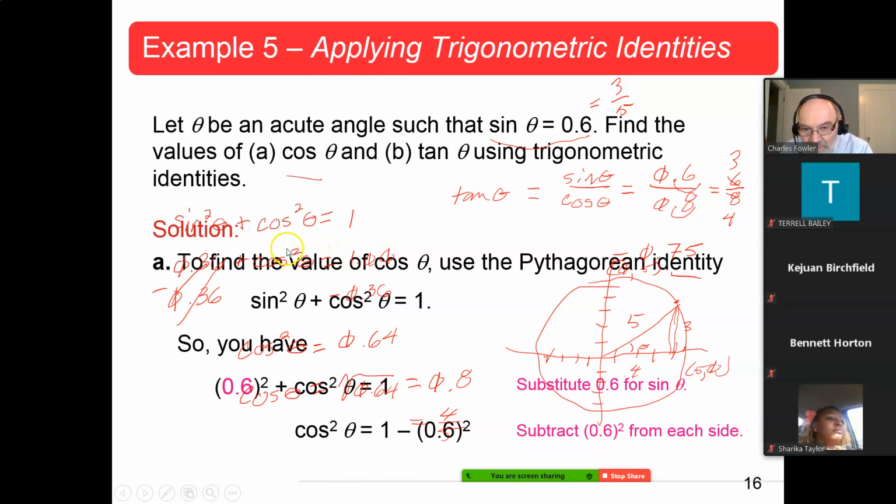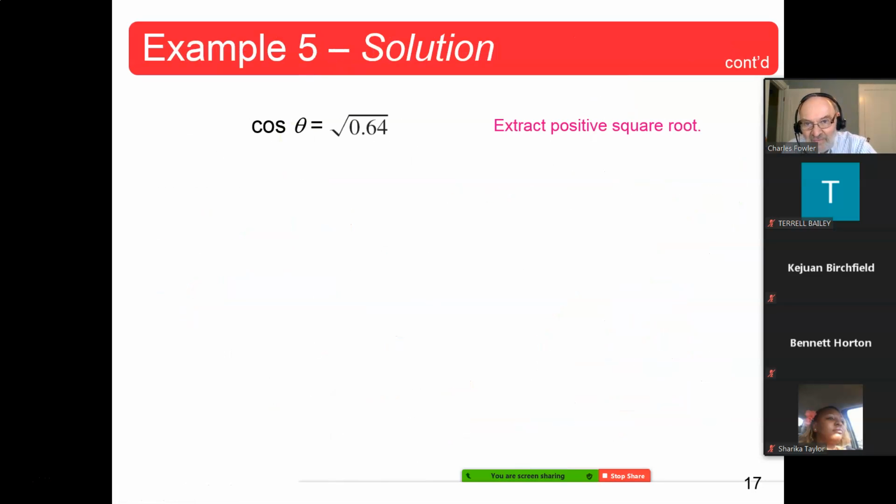And so cosine squared is 1 minus 0.6 squared. Why they don't go and square that, I'm not sure, but that would be 0.36. 1 minus 0.36 is 0.64. Then take the positive square root, because they told you it was an acute angle. Acute angles have positive values for all your things, so that would be the square root of 0.64, which is 0.8. And by the way, if you didn't know that, your calculator does, so you could use your calculator.